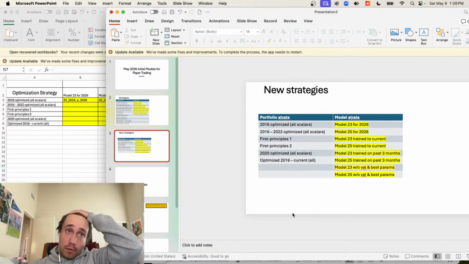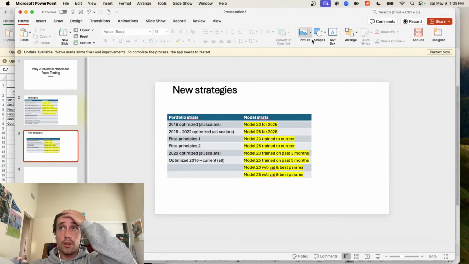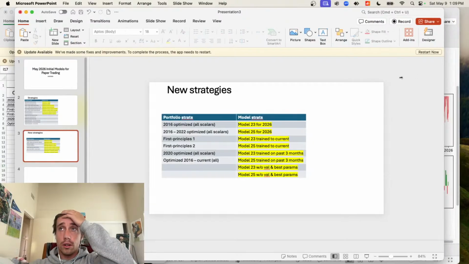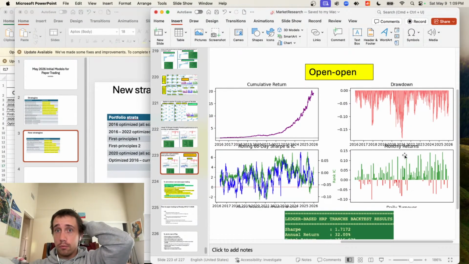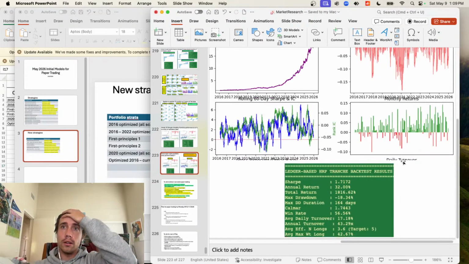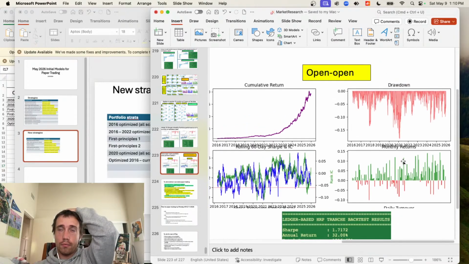All right. So the model's not training correctly. I need to explore the portfolio strategy a little bit more, but not too much. I mean, this looks really good. So I'm gonna roll with this for at least one of. This will be the primary first principles strategy.